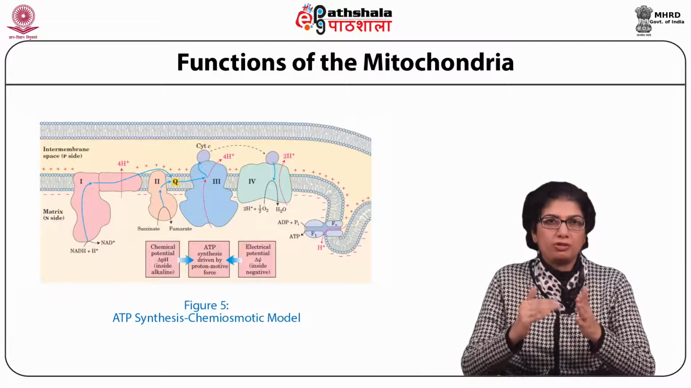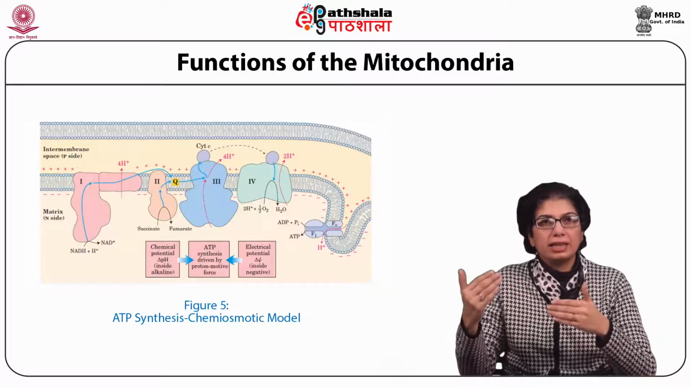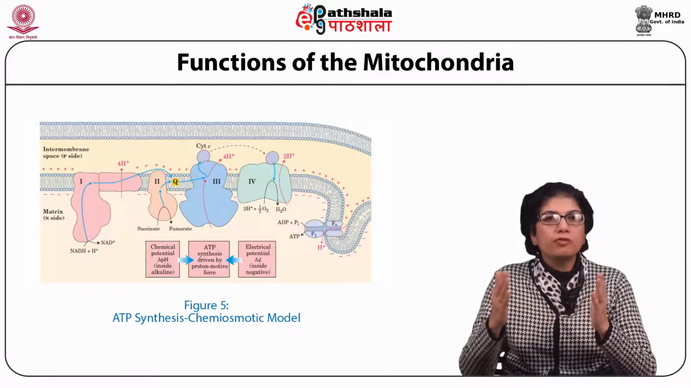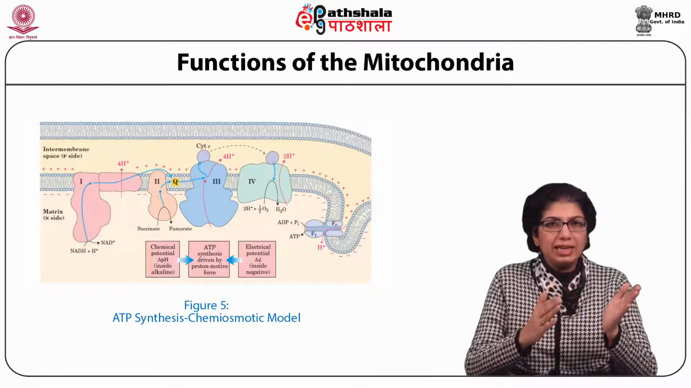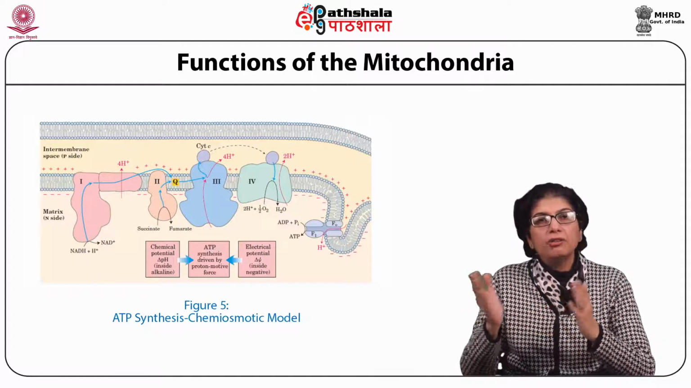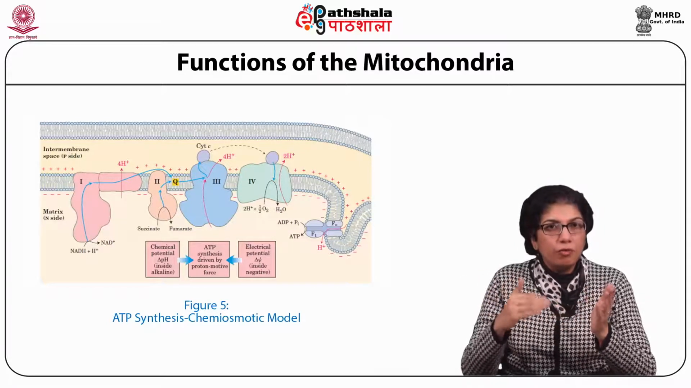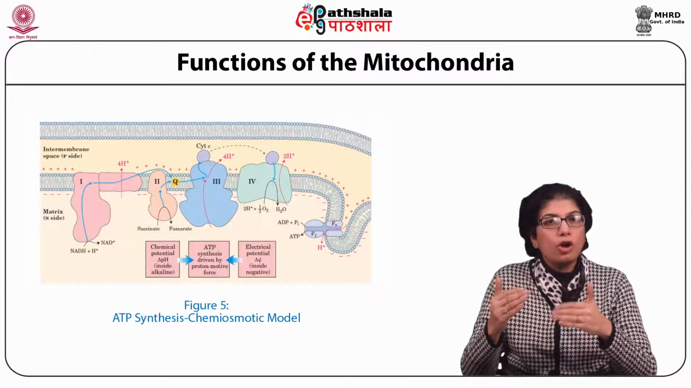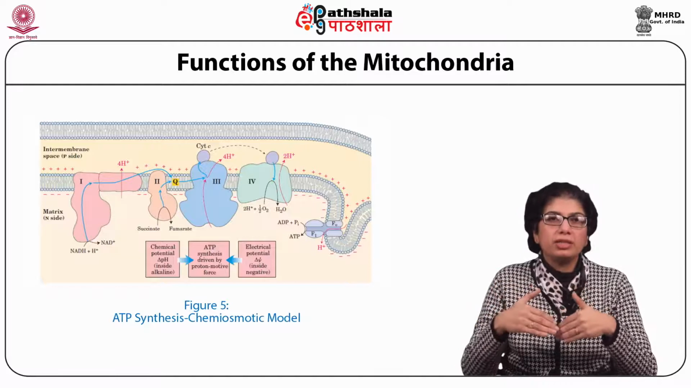Complex 4 of the electron transport chain, or the cytochrome oxidase. In the final step of the respiratory chain, complex 4 carries electrons from cytochrome C to molecular oxygen, reducing it to water. Molecular oxygen, therefore, acts as the ultimate acceptor of electrons. Complex 4 also pumps 2 protons from the matrix to the intermembrane space.